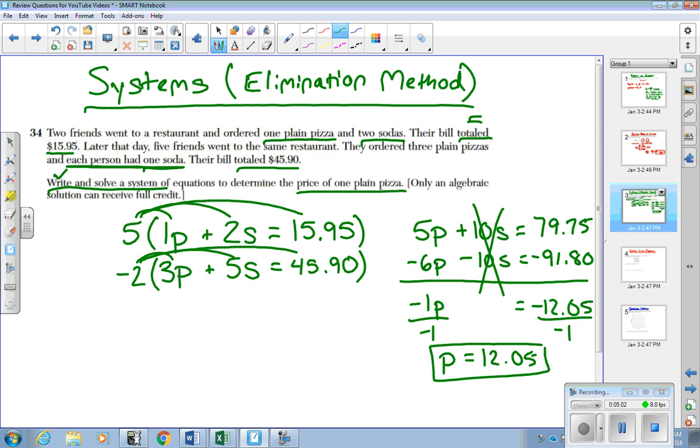So we wrote an equation, we solved the system, and now you could see here that I clearly indicated what the price was for P, which was the cost of one plain pizza. So I hope this helped, and good luck on the Regents.